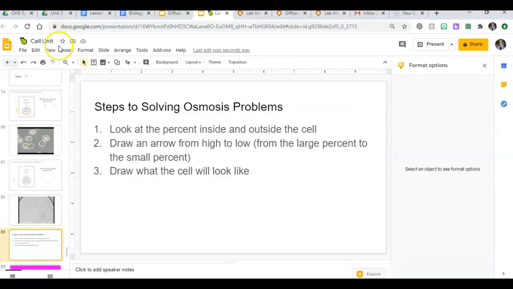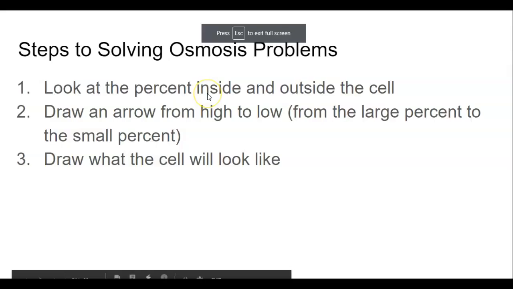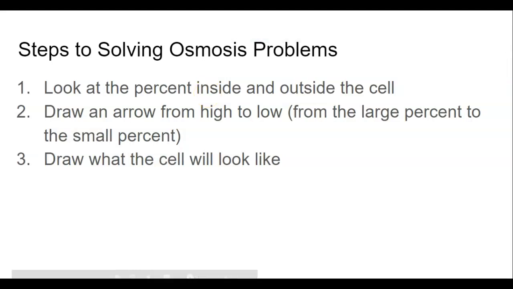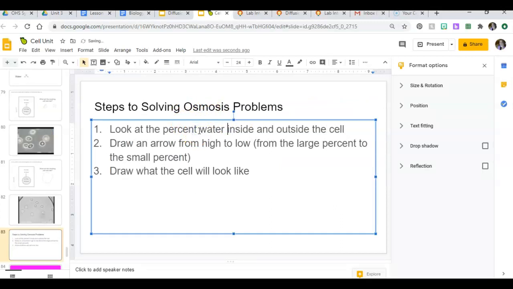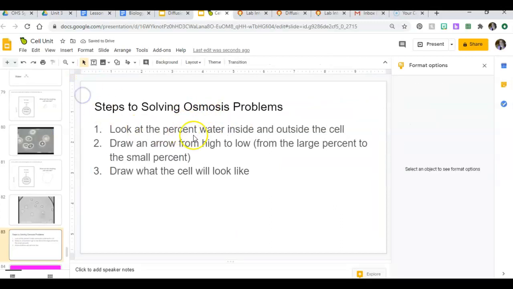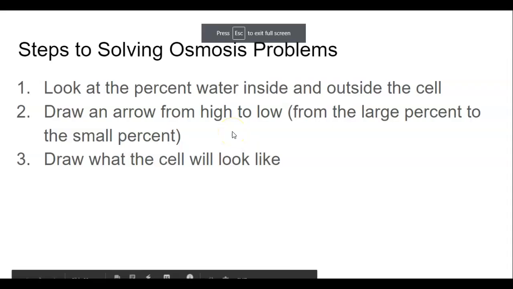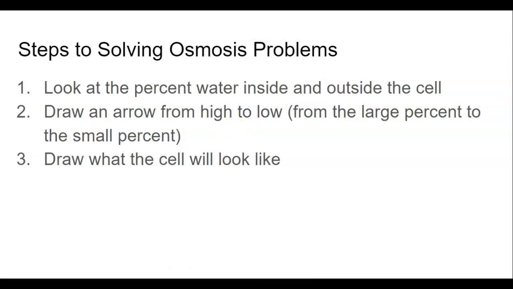Now, if you're the kind of person that wants to have instructions on how to solve these osmosis problems, if you want these instructions in your notes, you can write this down, okay? If you're like, nah, Ms. Frankson, I already got it, then don't write them down, okay? But remember, this is what we did. We look at the percent inside and outside of the cell, okay? And actually, I'm going to change this. We looked at the percent water, okay? We drew an arrow from high to low, from the large percent to the small percent. And then we drew what the cell would look like. Remember, we imagined it being a water balloon, okay?